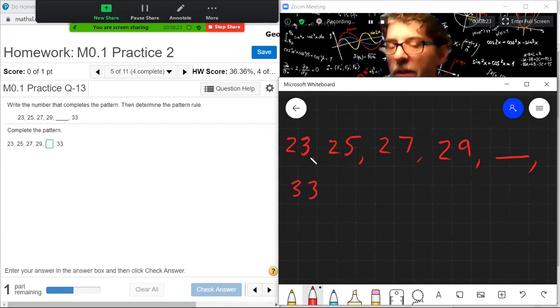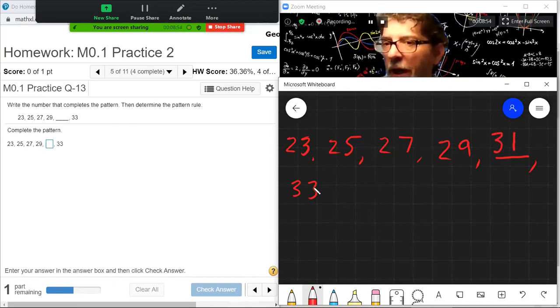Well, the difference between 25 and 23 is 2. The difference between 27 and 25 is 2. The difference between 29 and 27 is 2, just by subtracting. So there's always a difference of 2. So you can make the assumption that 23 plus 2 is 25, plus 2 is 27, plus 2 is 29, 29 plus 2 is 31.